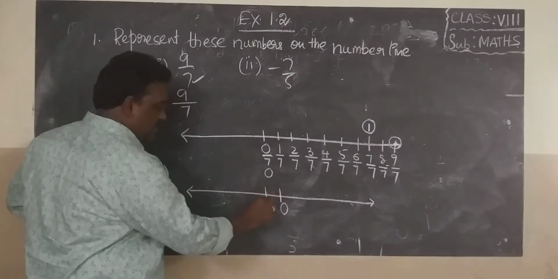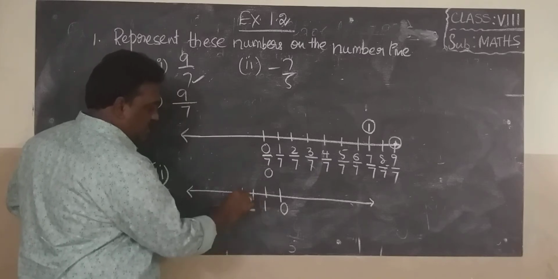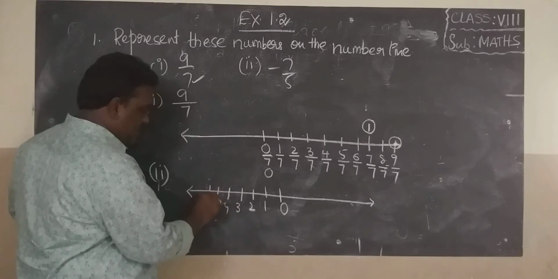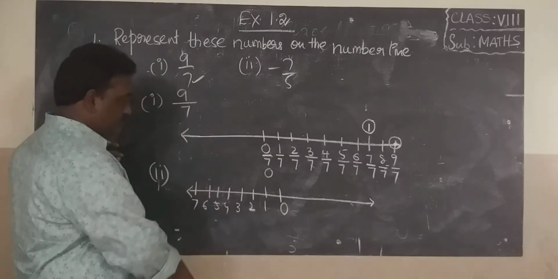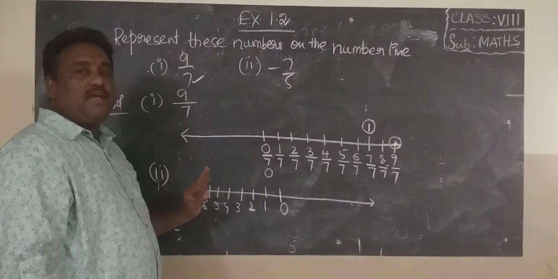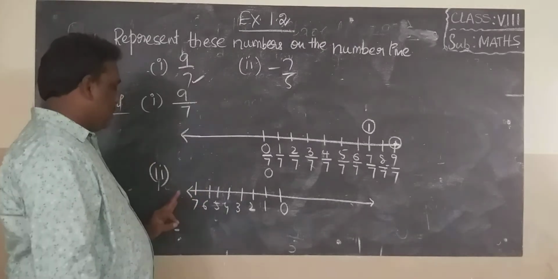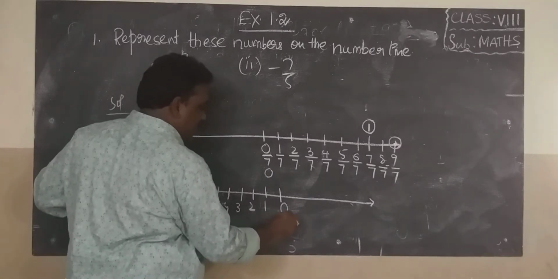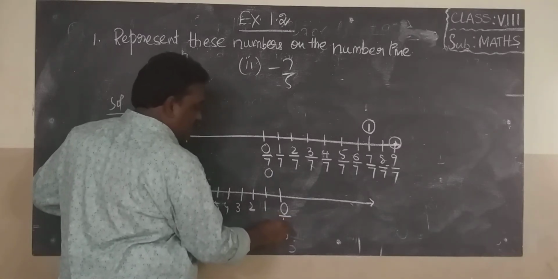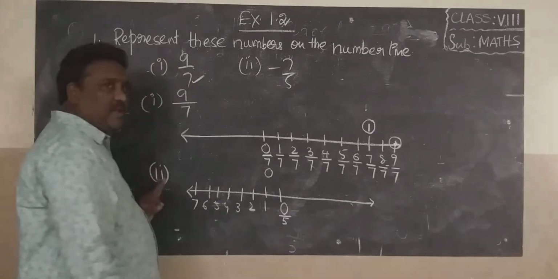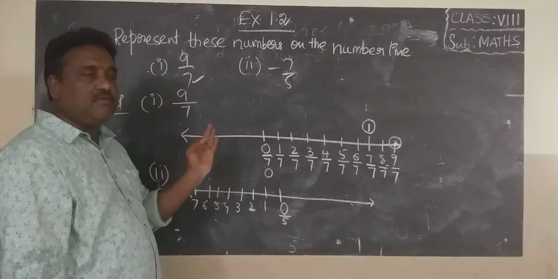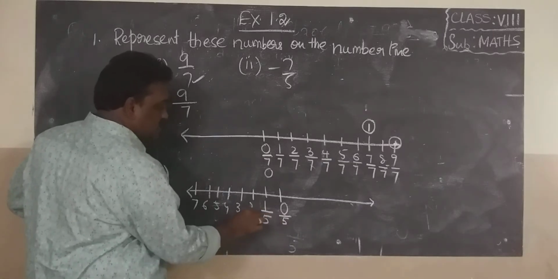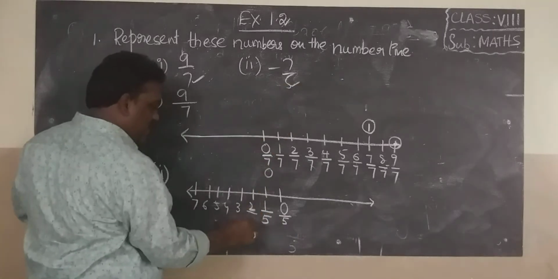So this is 1, 2, 3, 4. All parts should be equal. 5, 6, 7. So take only the left part of the number line till 7. Then divide every number with 5. Remember, we are not writing any procedure for the number line, but remember everything I am telling you. Because the denominator is 5, divide every number with 5.